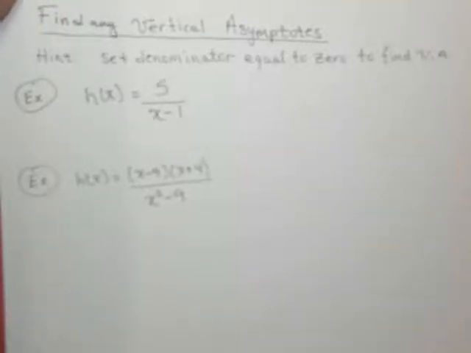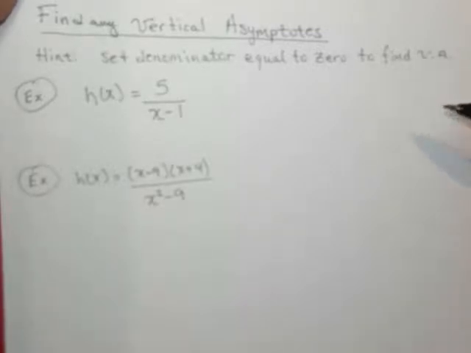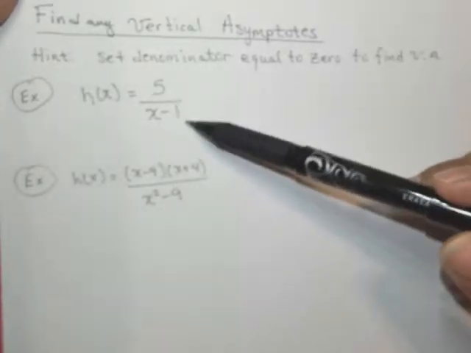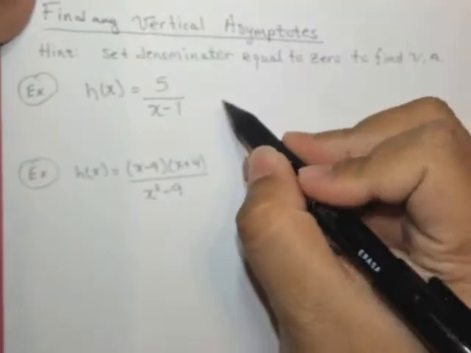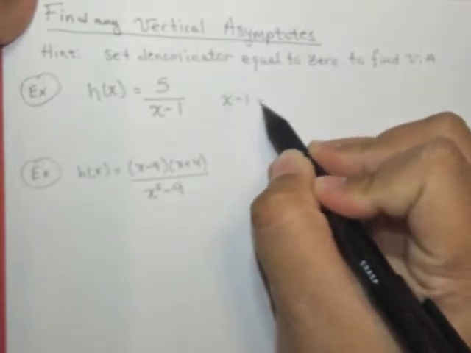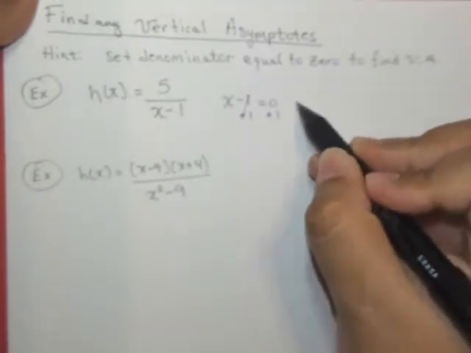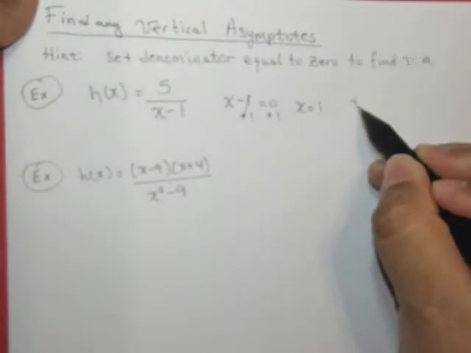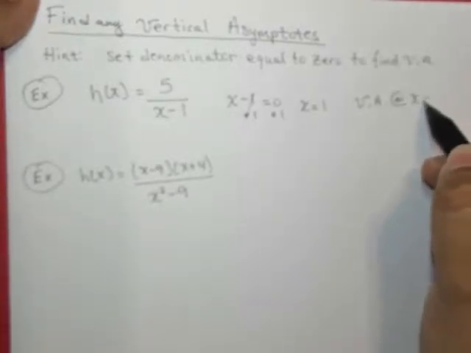We're asked in the following examples to find any vertical asymptotes. I have a hint here, and it says just set the denominator equal to 0 to find the vertical asymptotes. Well, this is actually really easy. All we do in this rational function is take the denominator, in this case x minus 1, set it equal to 0, and solve for x. This is all we have to do. So we get x equals 1. So the vertical asymptote here is at x equals 1.